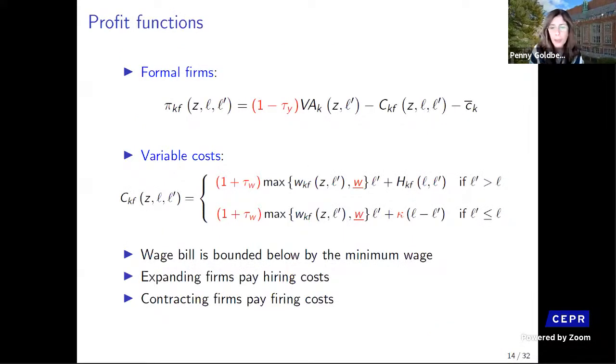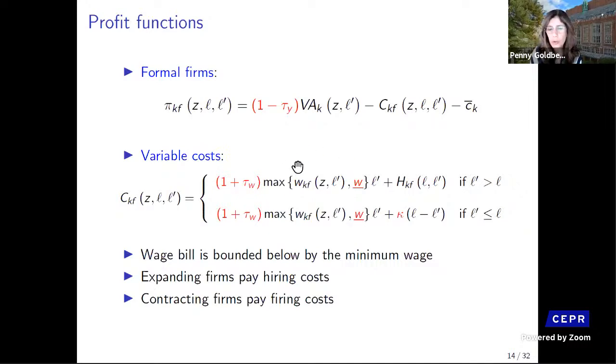Now, what do the profit functions look like? Okay, this is where the meat of the paper is, so let me go over this in more detail. The profit function of a formal firm takes the following form. There is a value added in each sector, which, as I showed you, is a function of productivity and the current employment size. Importantly, formal firms pay taxes, this tau_y here. Think of those as value added taxes. Then they pay some fixed cost, and then they have variable costs. What are these variable costs? These variable costs are going to be different depending on whether the firm expands, that means it hires workers, or it stays as is or contracts, in which case it may have to fire workers.